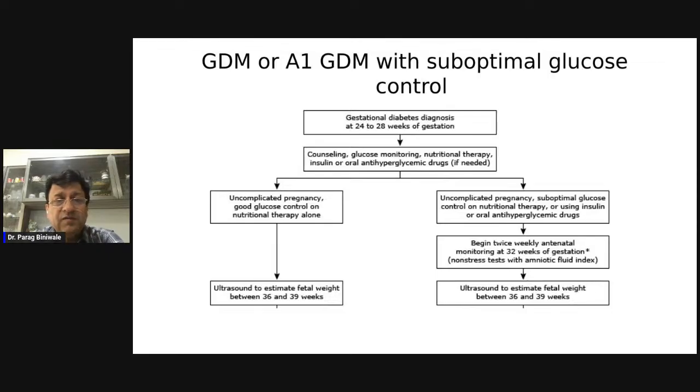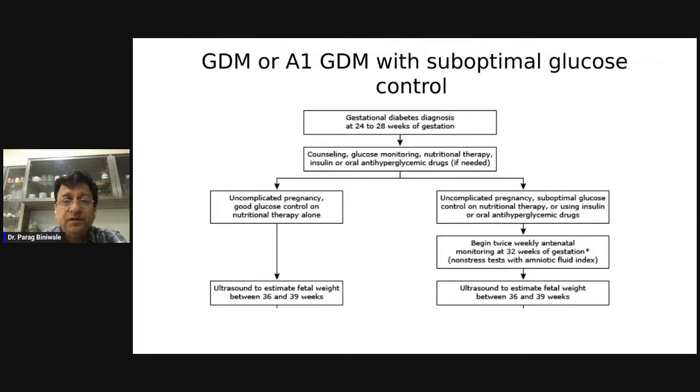Typically, as per the Government of India guidelines, for women with early onset GDM which is not controlled by medical nutrition therapy alone, the ideal treatment would be to start insulin. And in general, whenever we are asking the woman to start insulin, we would have a physician on board who will help us control her blood glucose levels. If this pregnancy is uncomplicated with good glucose control, we can continue monitoring her fetal weight, especially between 36 and 39 weeks, and then take a delivery decision accordingly.